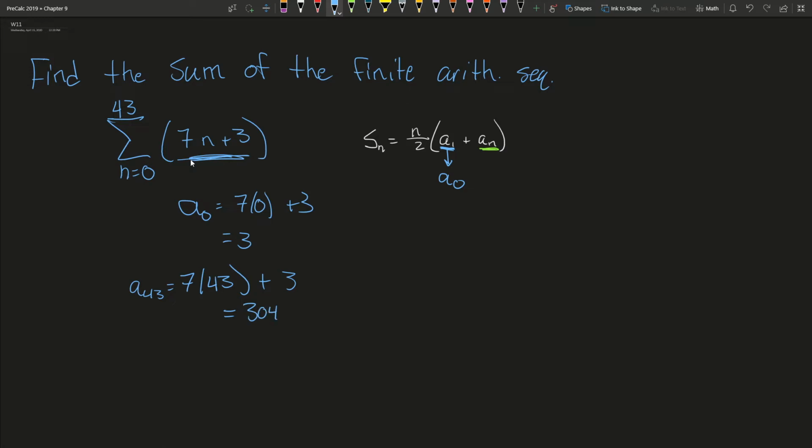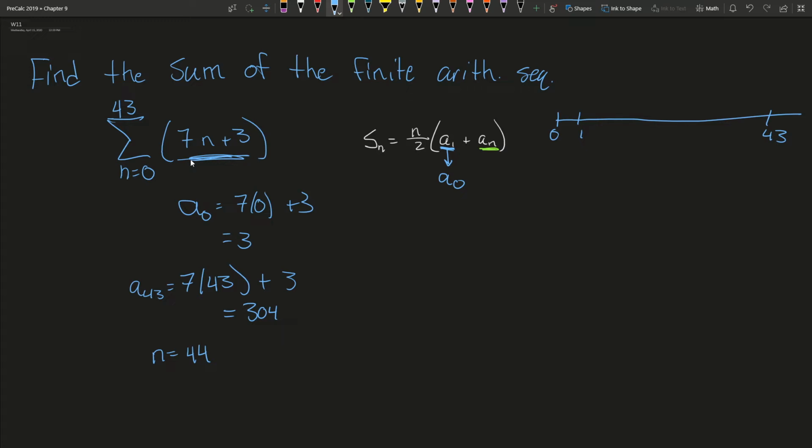So we found the first term and the nth term. Then we need to ask ourselves how many terms there actually are. It seems like there's just 43, but we start at 0. If we think about it on a number line for a second, if we start at 1 and go to 43, we know there are 43 terms in there. But instead we start at 0, which means there's one more. So n in this case is 44.